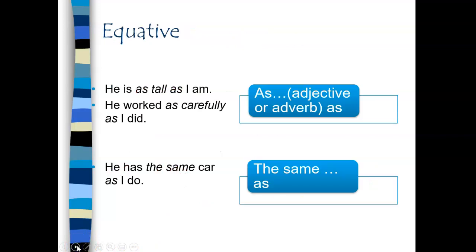With equative, I could use as plus an adjective or an adverb and the word as. He is as tall as I am. He worked as carefully as I did. In this case, carefully, of course, is an adverb. I can also, in equative structures, use the expression "the same as." So I could just say it's the same as mine, or I could say he has the same car as I do.